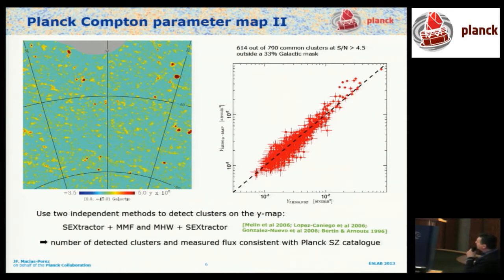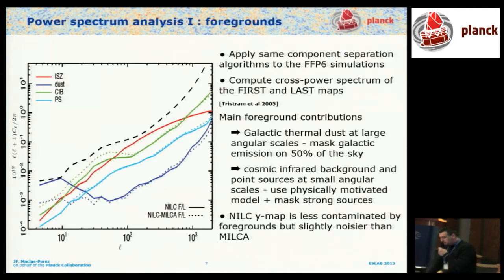Here you have a plot showing the integrated Compton parameter for both the clusters detected in the Y map and the clusters in the Planck SZ catalog. You can see that we have a very good correlation of 1 between the two. The good thing is that the number of detected clusters is consistent with what is in the catalog, and the flux is also consistent.